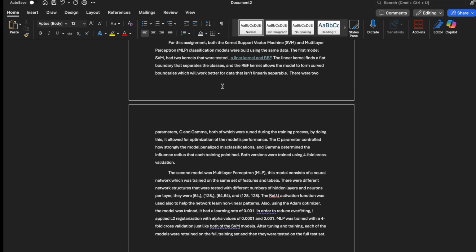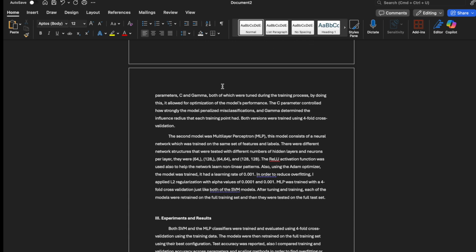I used two parameters, C and gamma. They were both tuned during the training process, which made it better for model performance, optimizing it. The C parameter was the controlling factor for how strongly the misclassifications were penalized, and the gamma just determined the radius of each training point. So the MLP, neural network, was trained on the same set of features and labels.